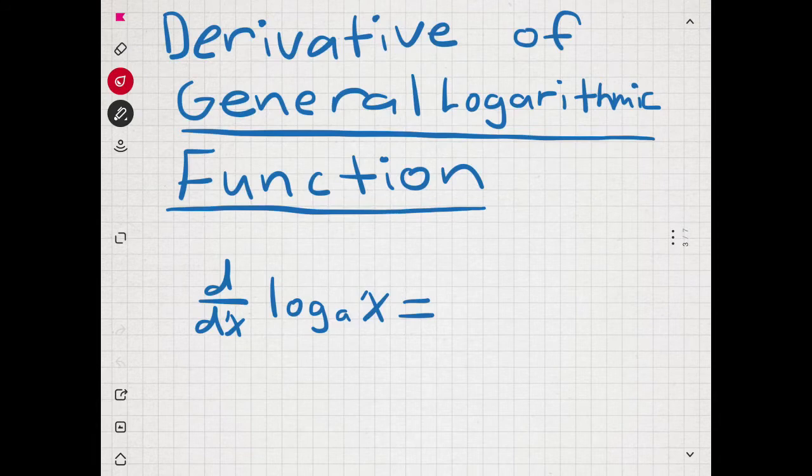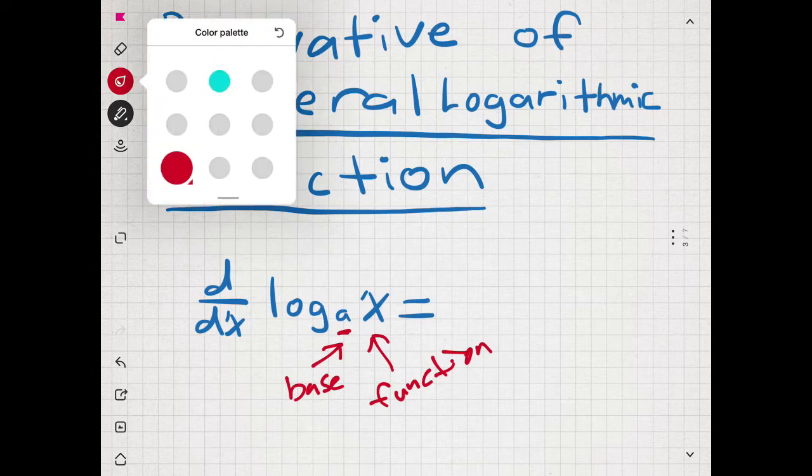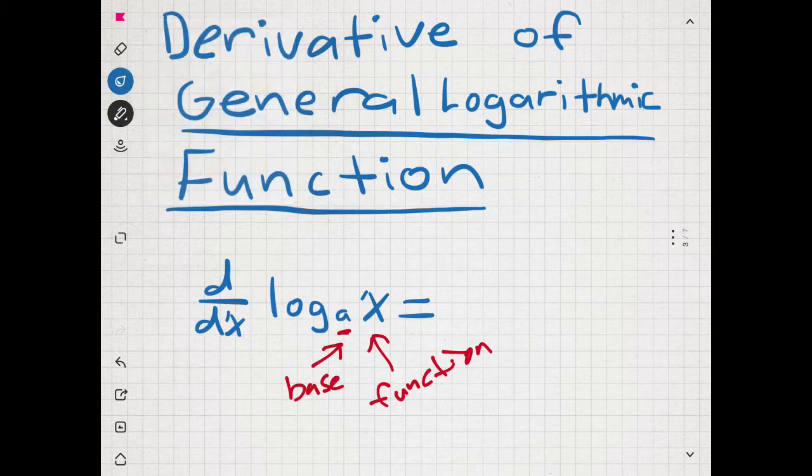Basically, if we have a general log function with a as the base, and a is a base, and then there could be a function here, or just a variable. There's a certain way that we differentiate this according to the differentiation rules. So let me change my color to blue. All right, and let's get started. First, let me erase this so I can write the formula.